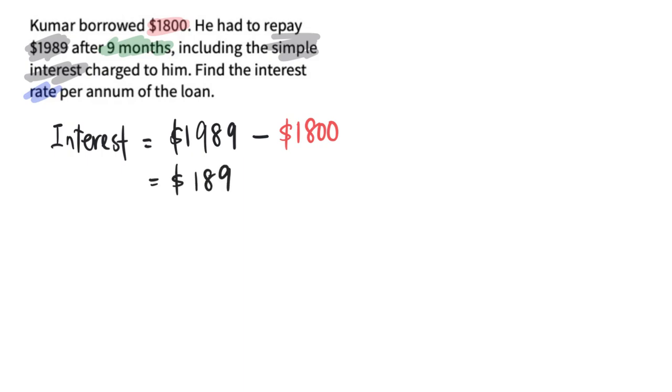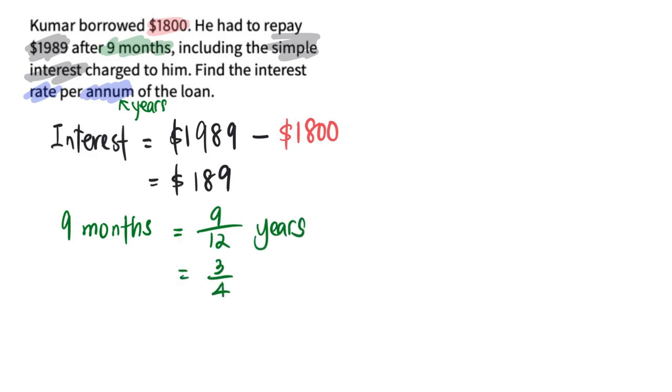And do take note, the time is given in months, but the interest rate is per annum, meaning this one is years. So I need to convert the 9 months to years. This will be equal to 3/4 year.